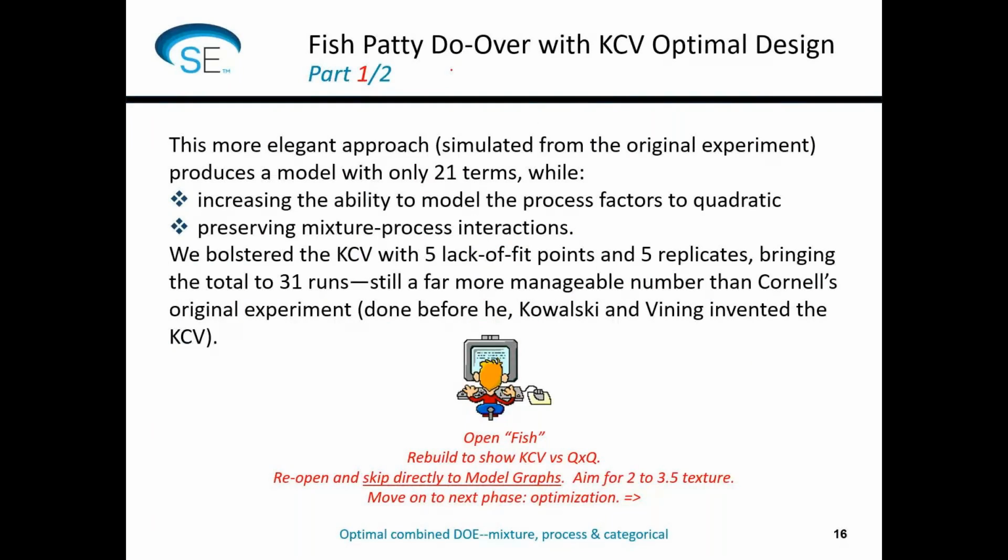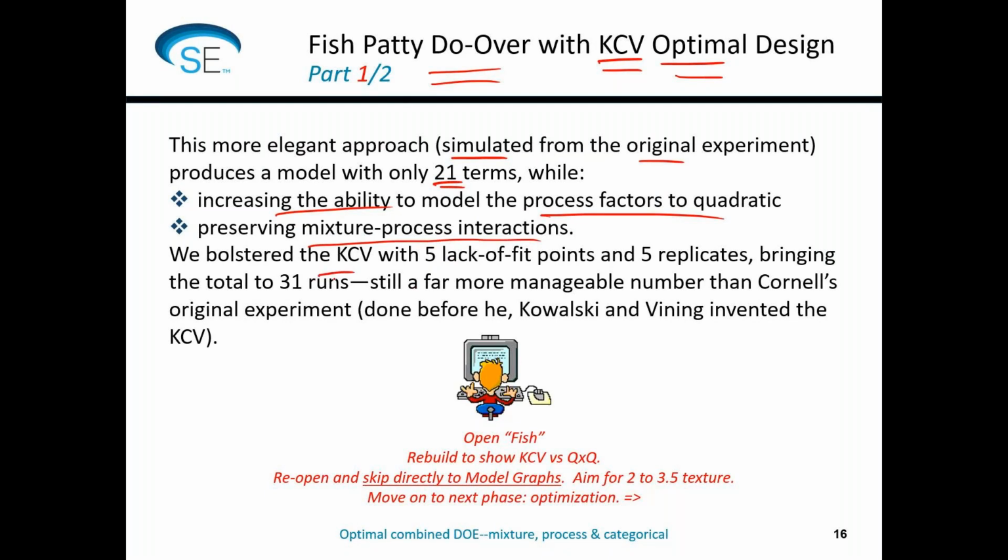And so we just took the results from the original study from Cornell's book. That gave us a model, and then we simulated from the original experiment what would happen if we were able to do this over using the KCV and using a computer optimal design. So this will produce a model with only 21 terms as opposed to 56, which means we only really need to do 21 combinations. And yet it preserves that ability to model the process factors all the way up to quadratic, and it preserves the mixture process interactions.